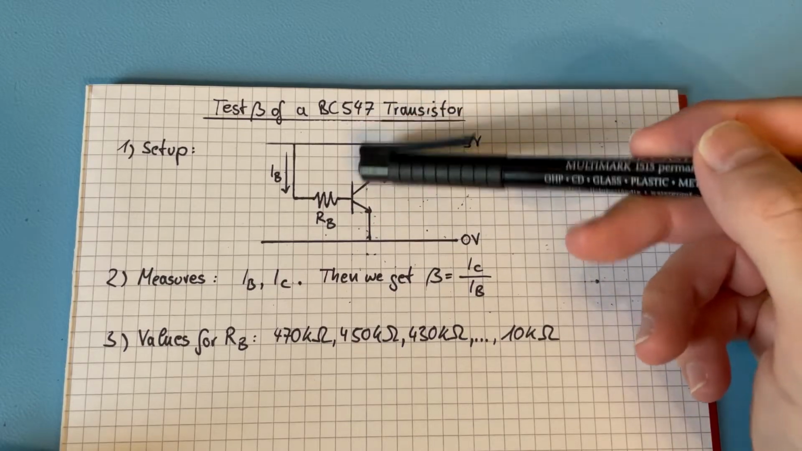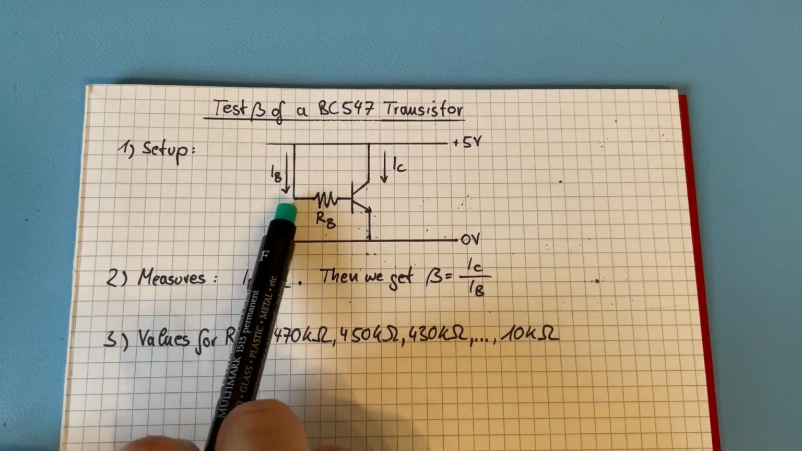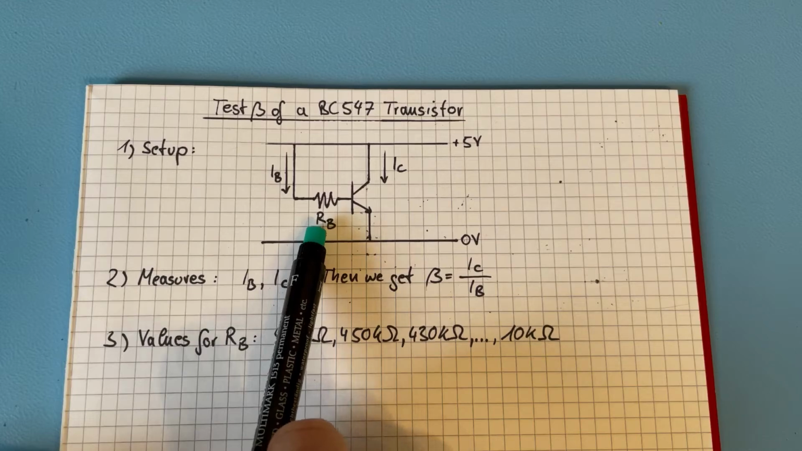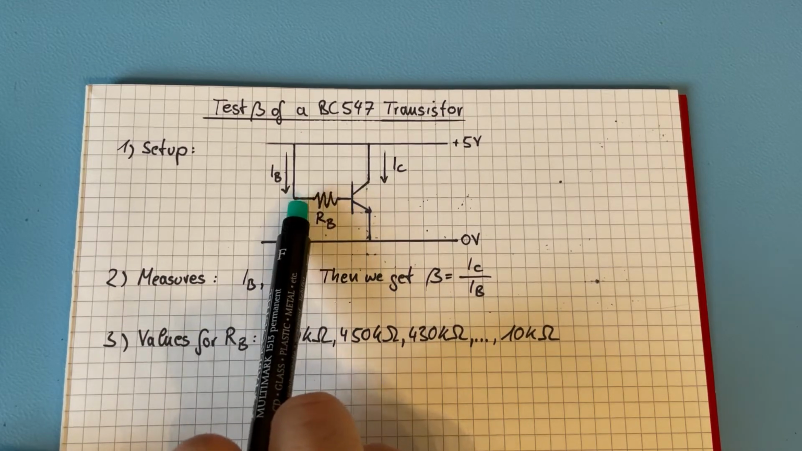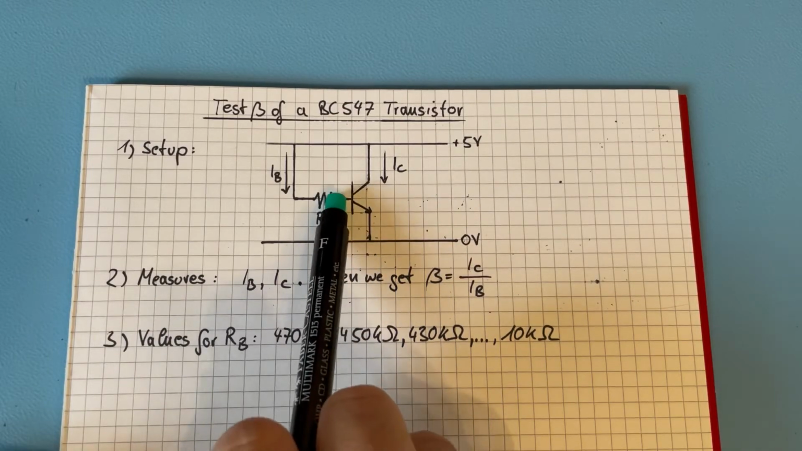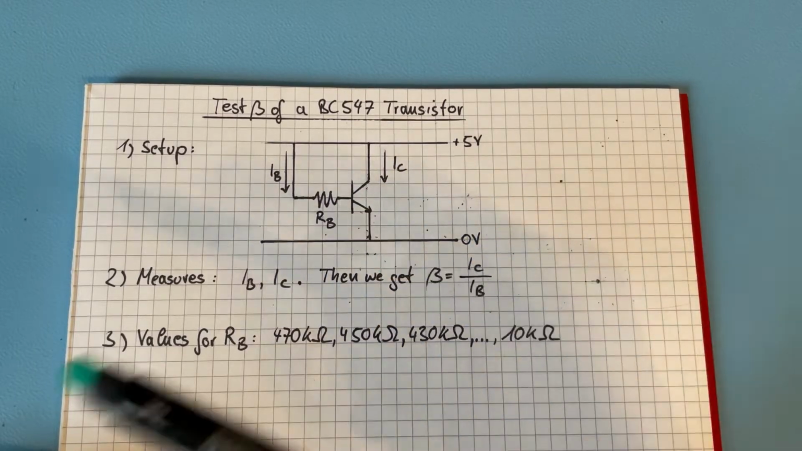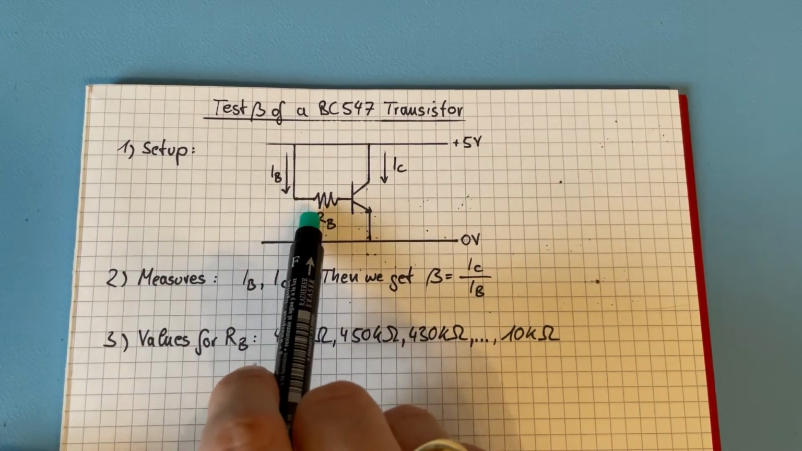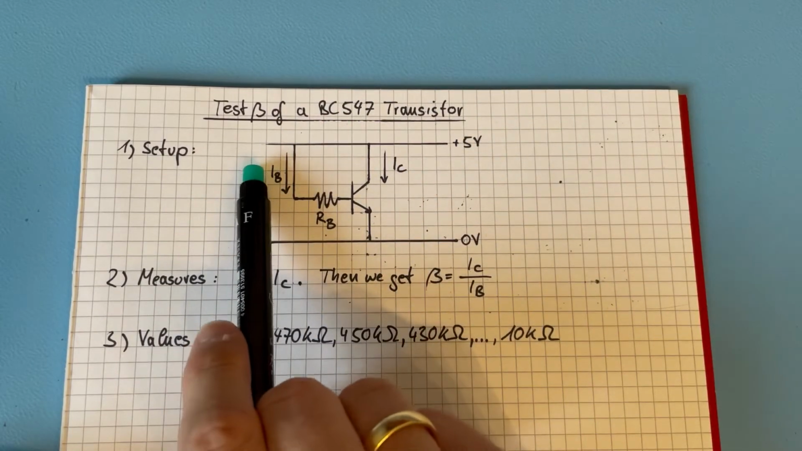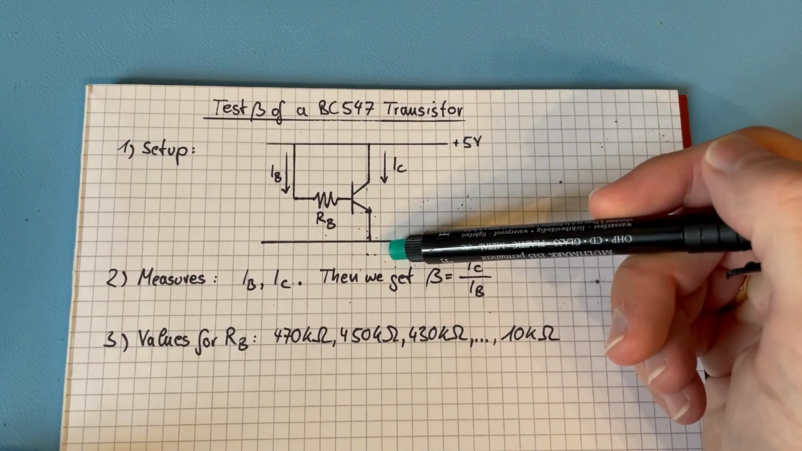We put 5 volt to its collector and also 5 volt to the base. But there is a resistor on the base here, and through this resistor there will be current flowing into the base, and then because of the small current into the base there will be a bigger current through the collector up here. And what we will do is we'll vary these resistors here, and then we'll see with what type of current, what amount of collector current we get here.